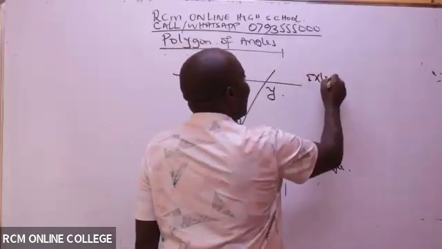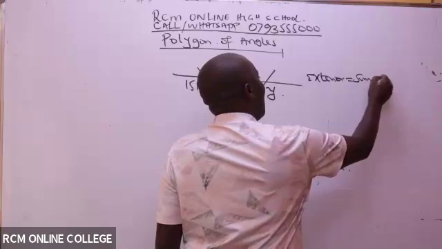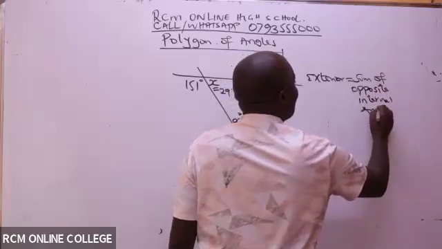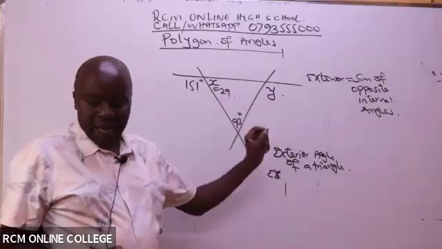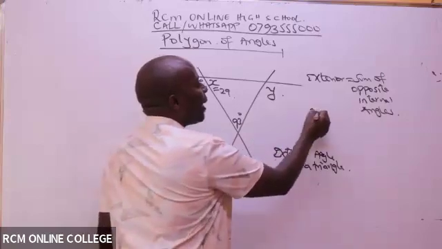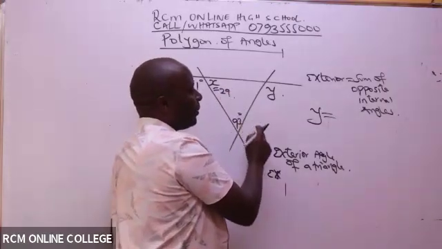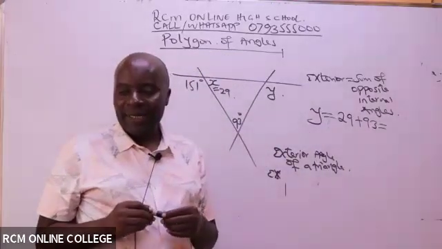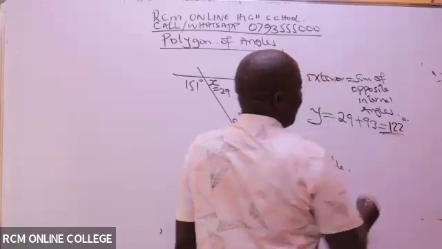Anytime you see an exterior angle in a triangle, this exterior angle will be equal to the sum of the opposite internal angles. So y, which in this case is my exterior angle, take the two opposite interior angles and add them. We have here 29 plus 93, which will end up giving us 122 degrees. Very important.